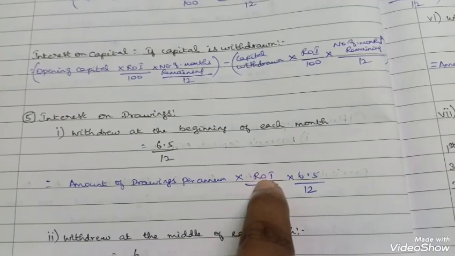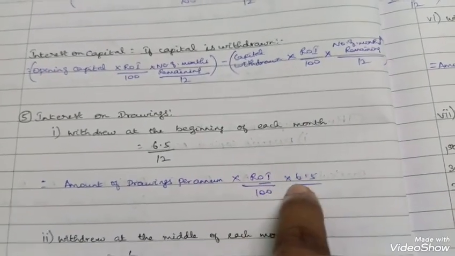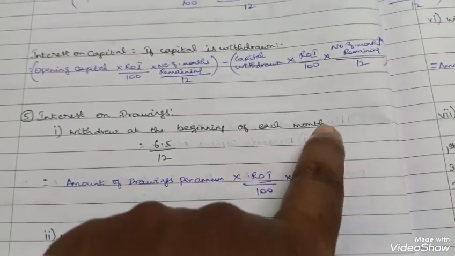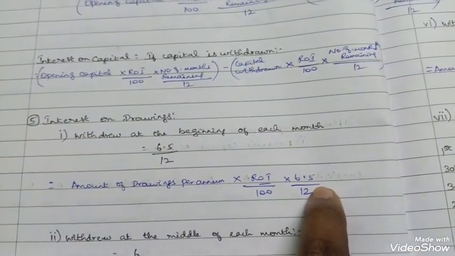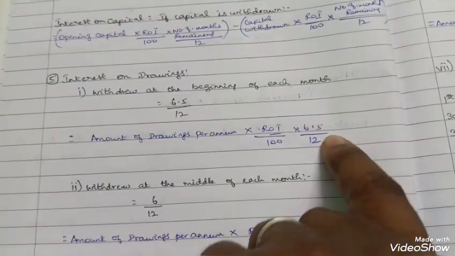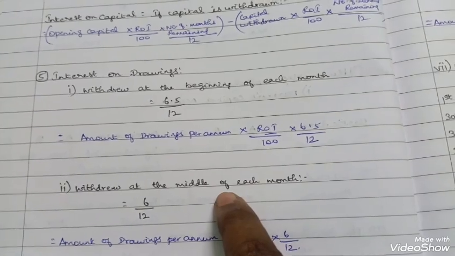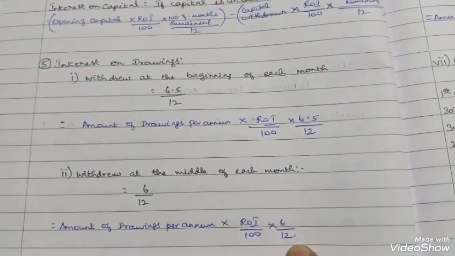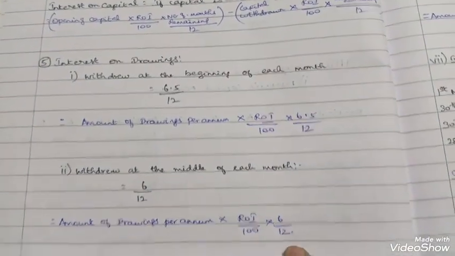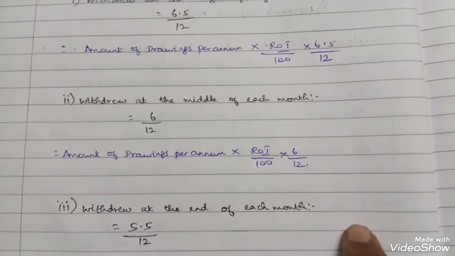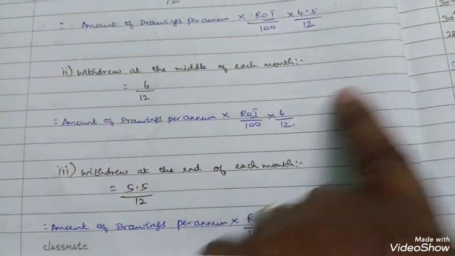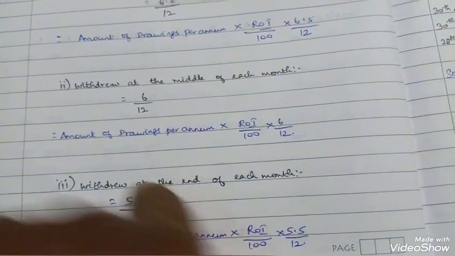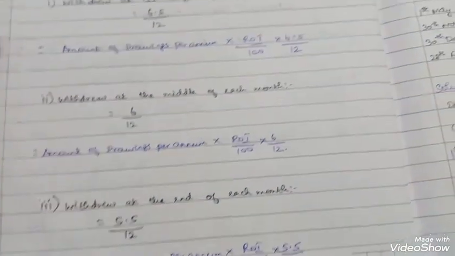Into rate of interest by 100 into month calculation will be, if it is beginning of each month, 6.5 by 12. Then if it is the middle of each month, you say 6 by 12. And if it is the end of each month, you say 5.5 by 12. That's all. Very easy. Same formula you apply and you will get the answer.